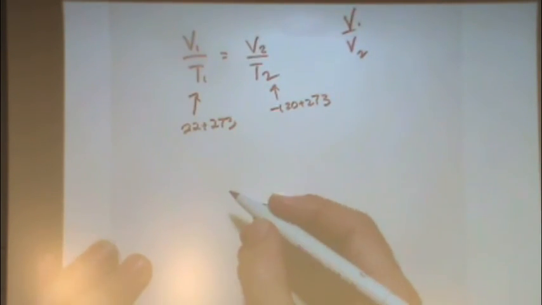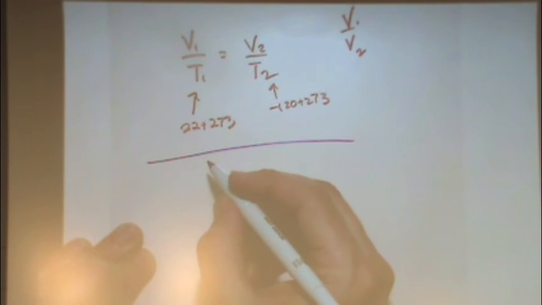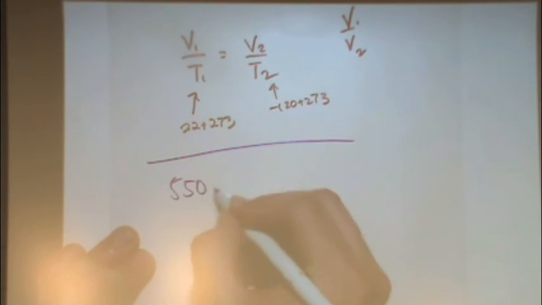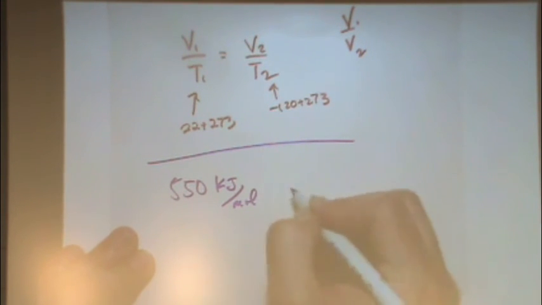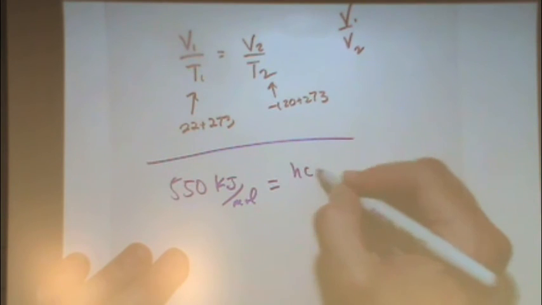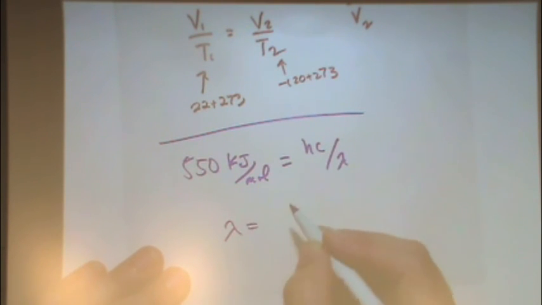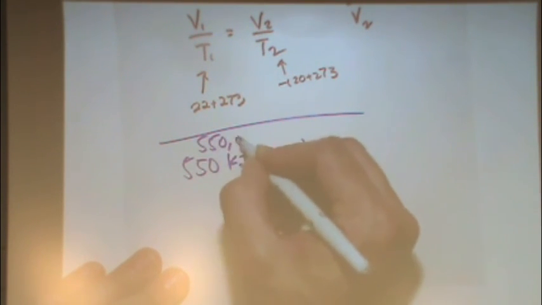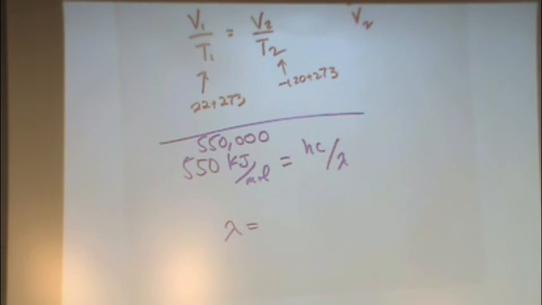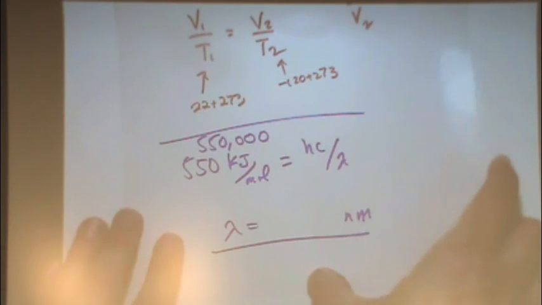So you had kilojoules per mole. Did you use Avogadro's number? Oh, that's horrible. 550 kilojoules per mole is the energy. You want the wavelength, hc over lambda. h is Planck's constant, c is the speed of light. If you used 550,000 right here, what answer did you get in nanometers? Can you do that calculation for me? So if you literally use 550,000, tell me what answer you get in nanometers. While you're doing that, this will be to be continued. I'll come back in a second.